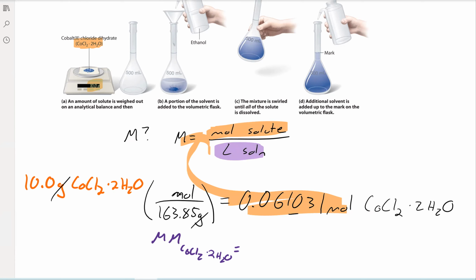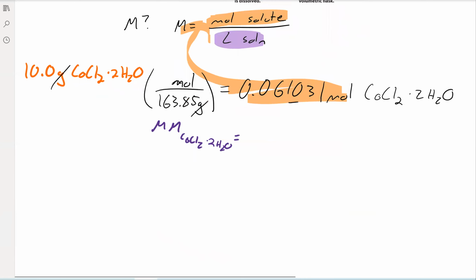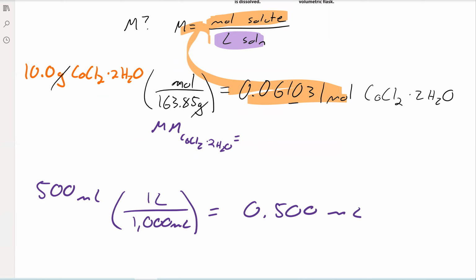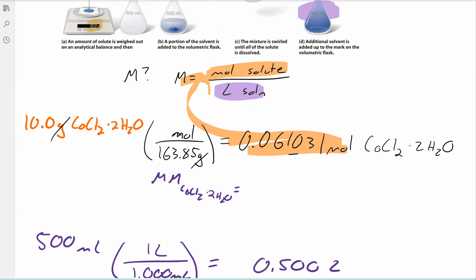And then finally, the other thing we need to know is liters of solution. We can see that our solution goes up to 500 ml. So we would take 500 ml, and then we need to convert that to liters of solution. So for every 1000 ml, we have 1 L, and that would get us to half a liter, 0.500 liters. And then we just plug those values in and go ahead and do the math, and you should end up with 0.122 molar, right? That's the concentration of your solution.